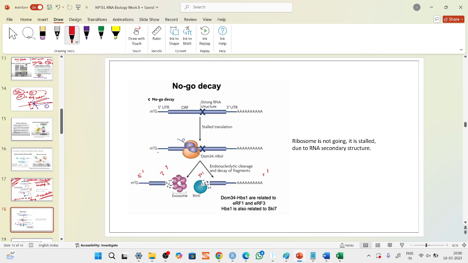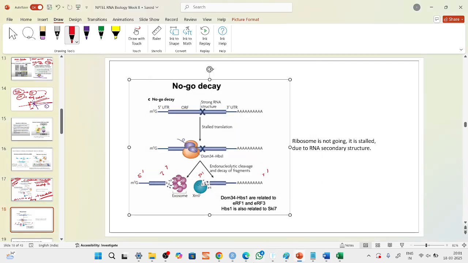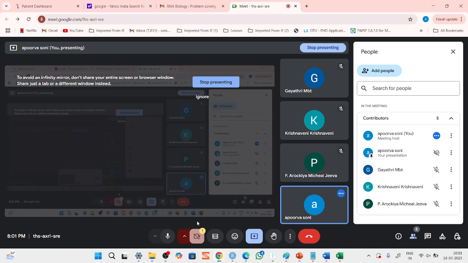So this 5 prime end has a cap, but the 3 prime end is empty. So the exosomes will come. It will chop the mRNA from the 3 prime end. In this other RNA part, the 3 prime end has the poly A tail, but the 5 prime end becomes empty. So XRN will come and bind to the 5 prime end. It will chop the mRNA from the 5 prime end. Okay, so this is how this decay happens. I hope this is clear to you.